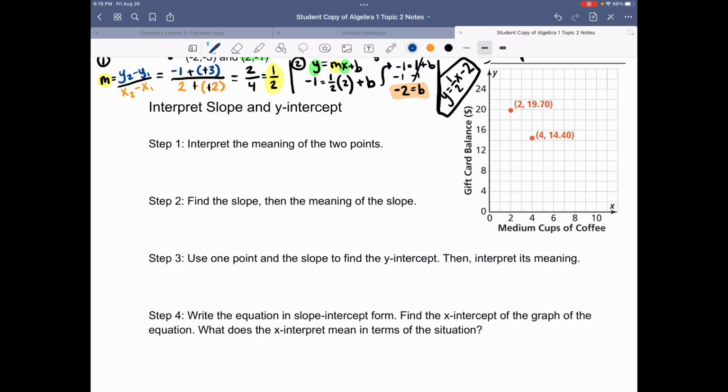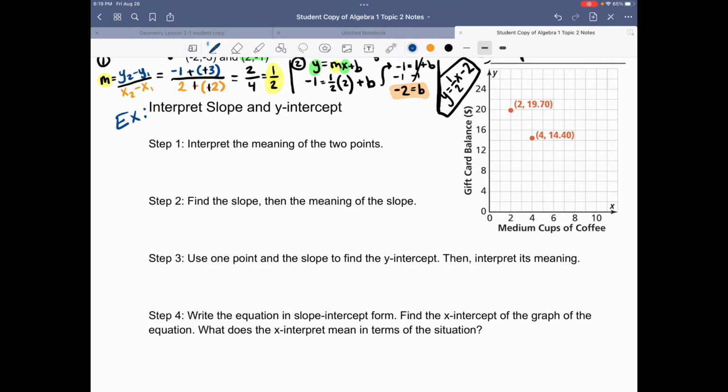This is our last example. We want to interpret the slope and y-intercept. So what do those mean? Step 1, interpret the meaning of the 2 points. Well, we have 2, $19.70. Well, what does that mean?